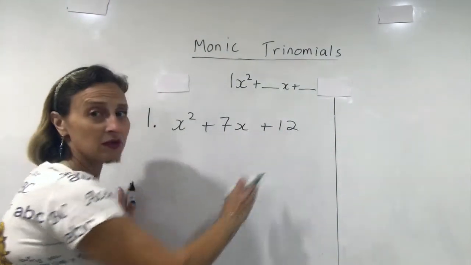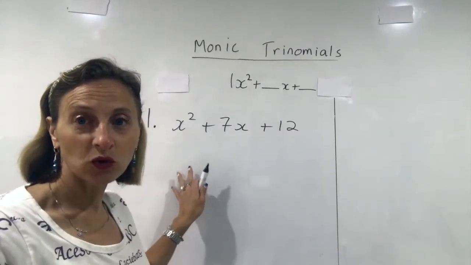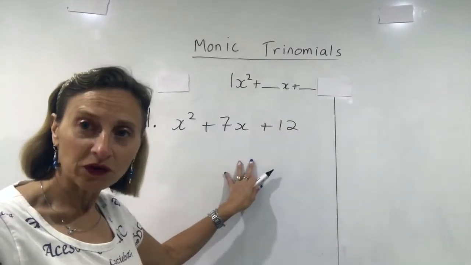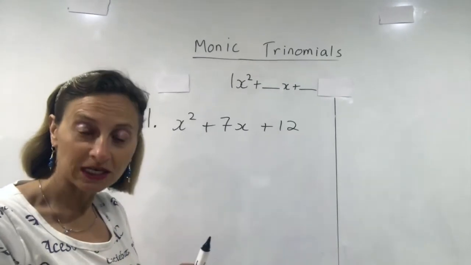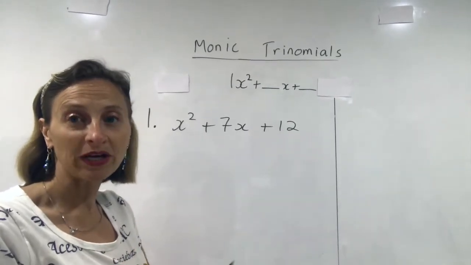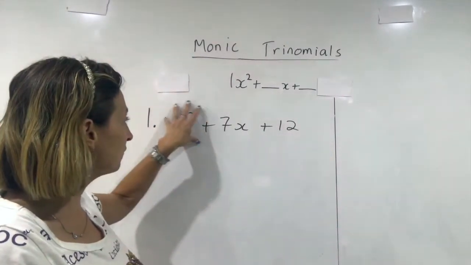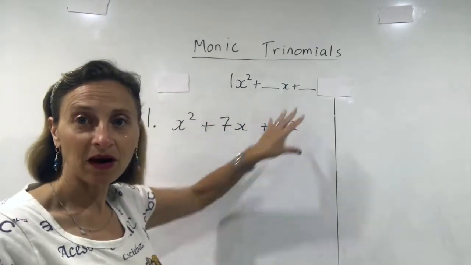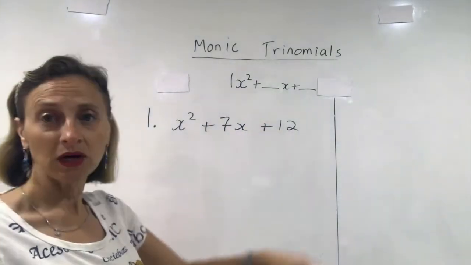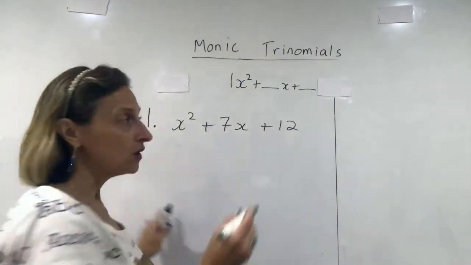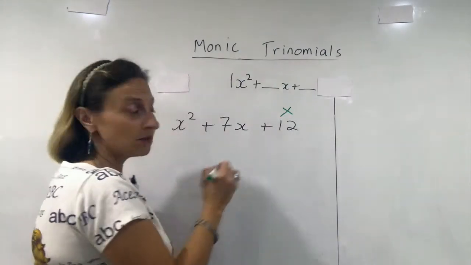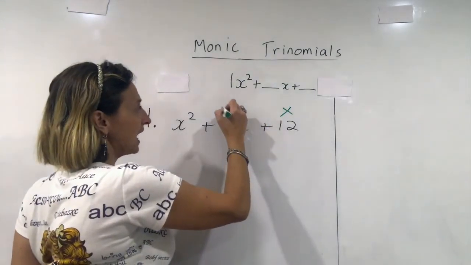In trinomials, the first thing you want to do is to make sure that they're in the right order. If it's not in the right order, you need to rearrange the expression to put it in the correct order. The correct order is the x squared first, the x second, and the number last. Ours is in the correct order, so we're happy, we can continue. We want 2 numbers that multiply to give 12 and add to give 7.